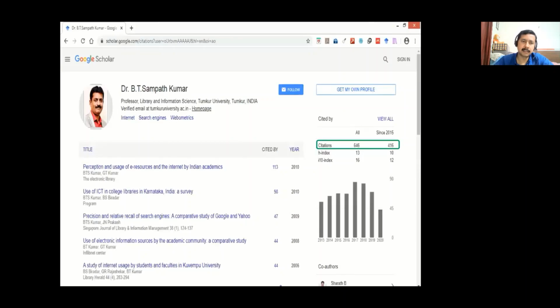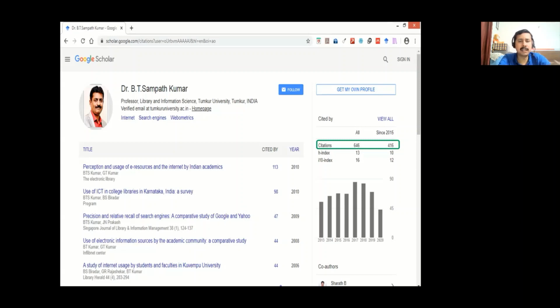Let's understand this through an example. On your screen, you are seeing the Google Scholar profile of a researcher or an author. On the right-hand side, the Google Scholar profile presents a summary of some of the metrics, including the number of citations received. So the number of citations received for all the publications by this author is 646, and since 2015, it is 416. And the other two metrics which are presented by Google Scholar are H-index and i10 index.